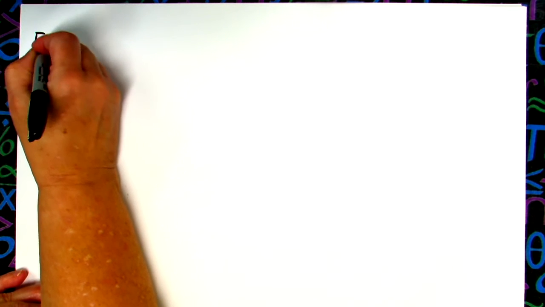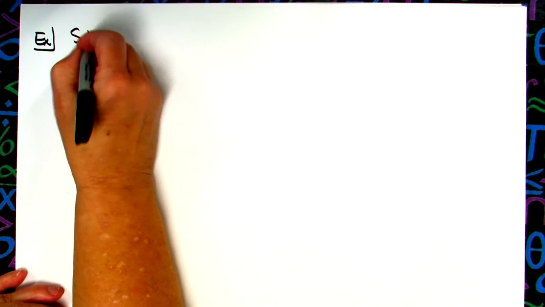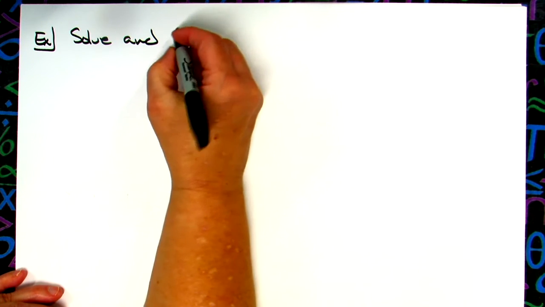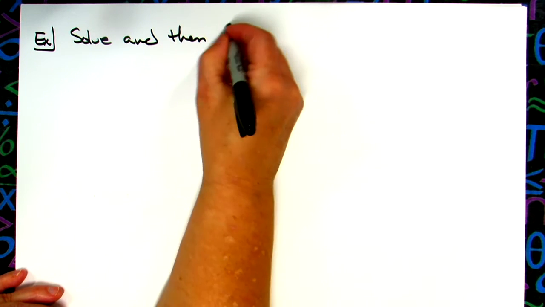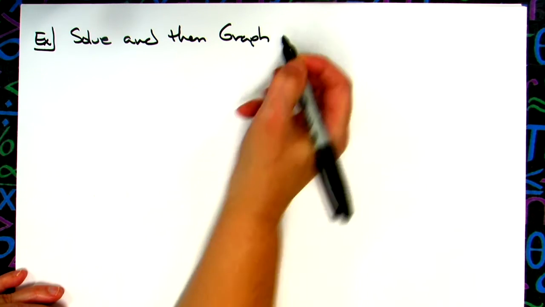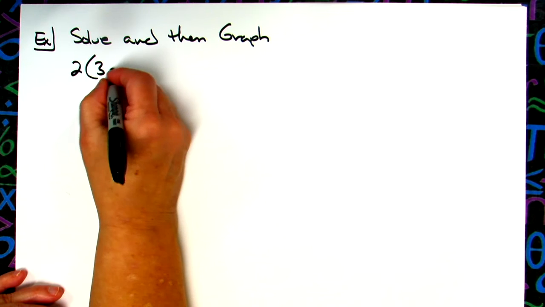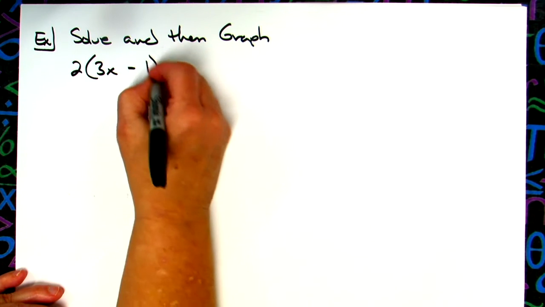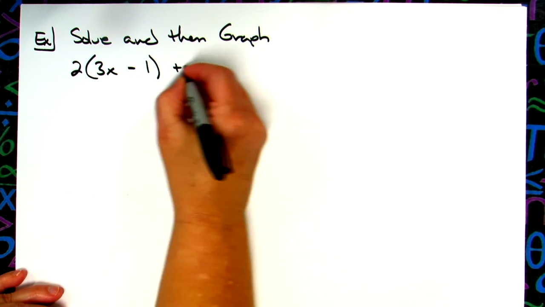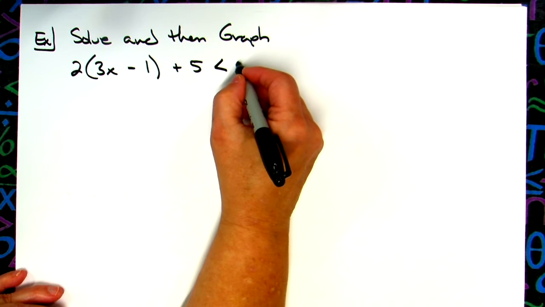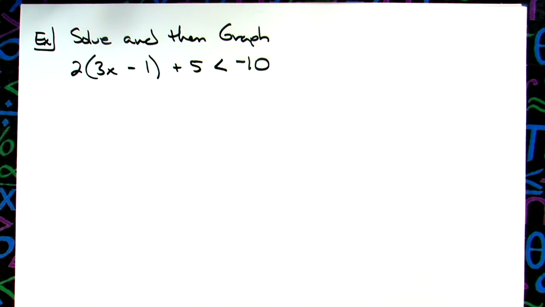All right, so let's do one more where it says solve and graph. And this one will not come out even because I want to show you what it's going to look like on your graph. Okay, so solve and then graph. All right, let's do 2 parentheses 3x minus 1 plus 5 less than -10.